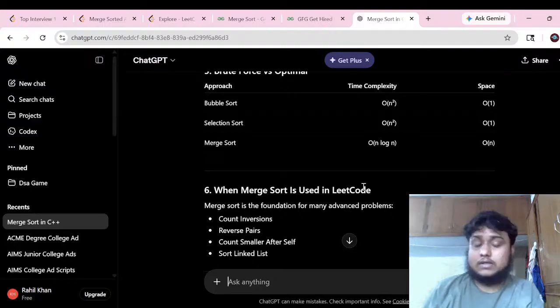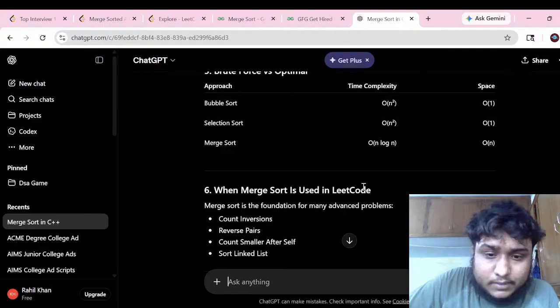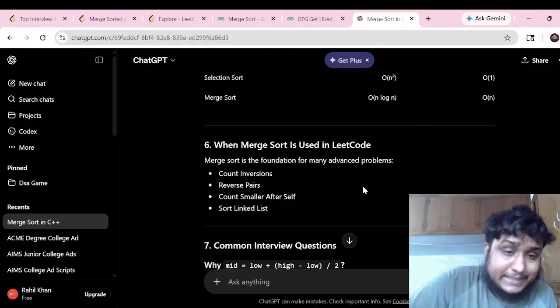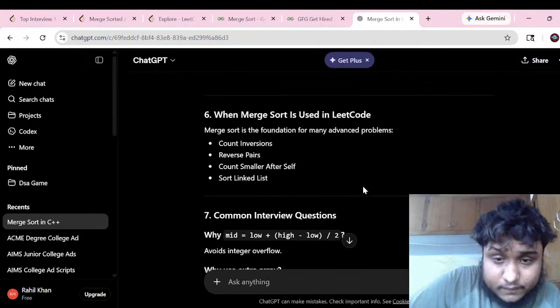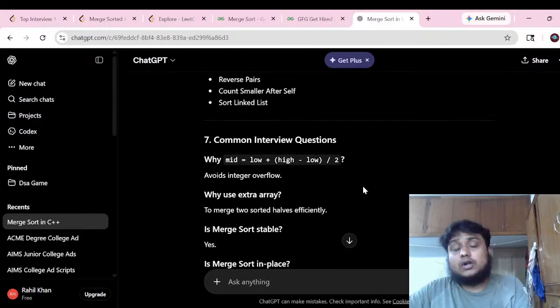I was live, but the internet is not properly working, I think. What's happening there? Merge sort is the foundation of many advanced problems: count inversion, reverse pairs, count smaller after self, sort linked list.